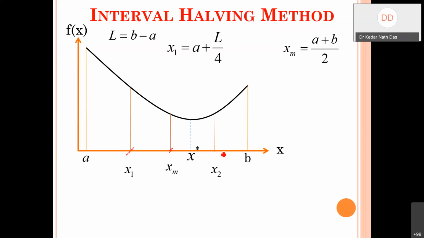X1 can be found out just by taking one fourth of this L, that is L by 4, to be added to A. Similarly, X2 will be found out just by subtracting that L by 4 from B.